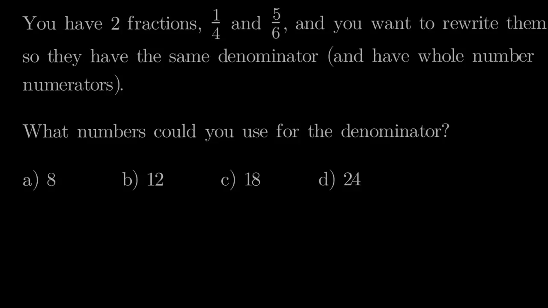So for example, for 4, some multiples of 4 would be 4 times 1 is 4, 4 times 2 is 8, 4 times 3 is 12, and so on. Those are multiples of 4. And let's just pause here and look at why we have to pick a multiple of 4 and 6. Why we can't just pick any number, but we have to pick a multiple of our denominators.